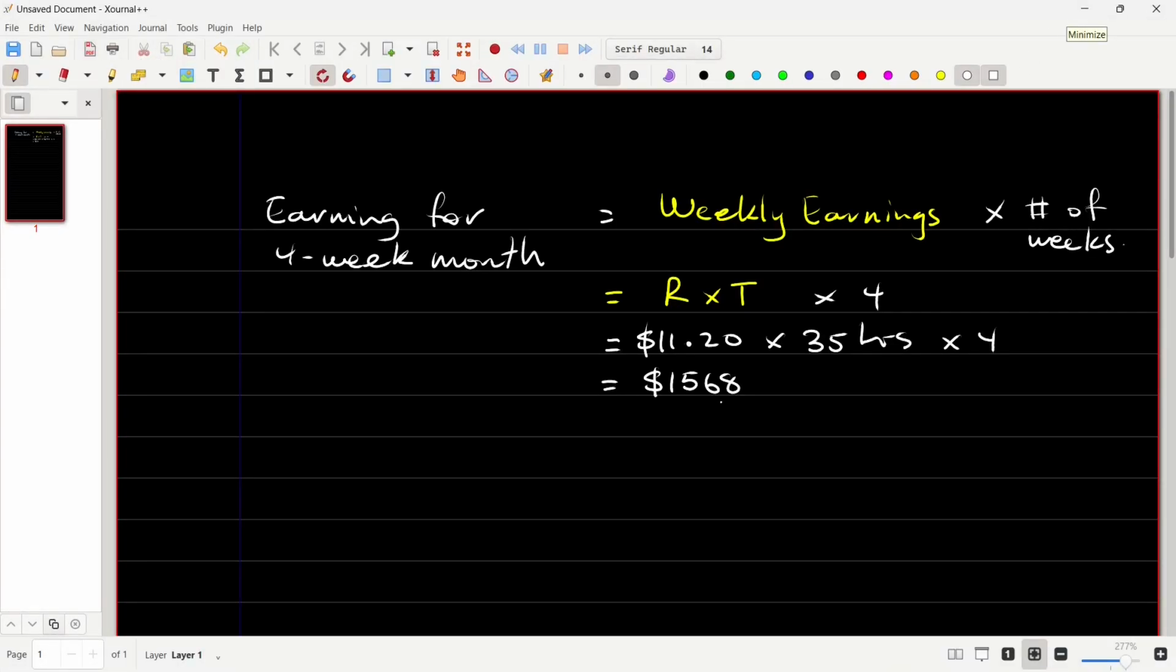1,568. Then let's go on to the next one, where we have to figure out the total amount of money he is being paid for a week where he works 8 hours overtime. So his overtime earnings would be equal to 1.5 times 11.20 times that 8 hours overtime that he worked for that week.